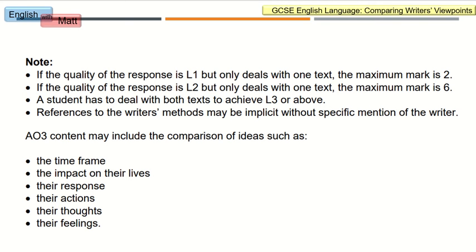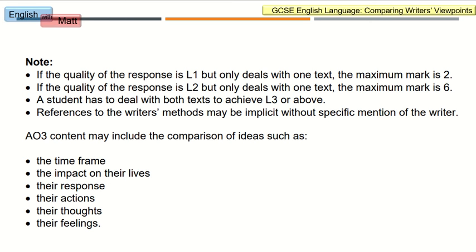students have a lot of questions about what if I only talk about one text, what if I only talk about this text, etc. So you can see that in order to get level 3 or above, you have to talk about both. If you were only to talk about one text, they would cap you at either 6 marks or 2 marks. So that's why it's important to make sure that you do talk about both texts.